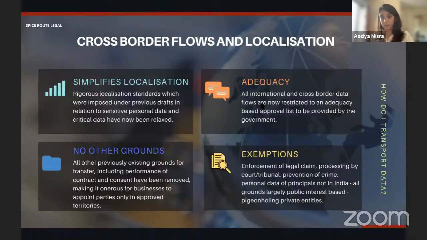There are different schemes, there are different contractual frameworks, there are different ways you can structure cross-border data transfers. What this bill does is remove all those different grounds for the transfer of data. And what it says is that data may be transferred to other countries. There are no distinctions between personal data, sensitive personal data, critical personal data. All categories of data are treated the same way. But you can only transfer data to a country that is deemed adequate by the government.